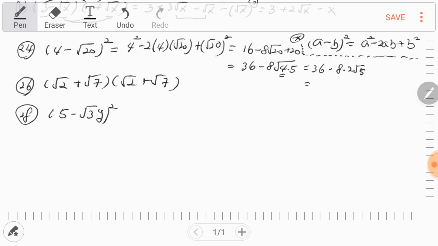Then finally, this is equal to 36. Let me write it over there. 36 minus 2 times 8, 16 square root of 5. Okay.